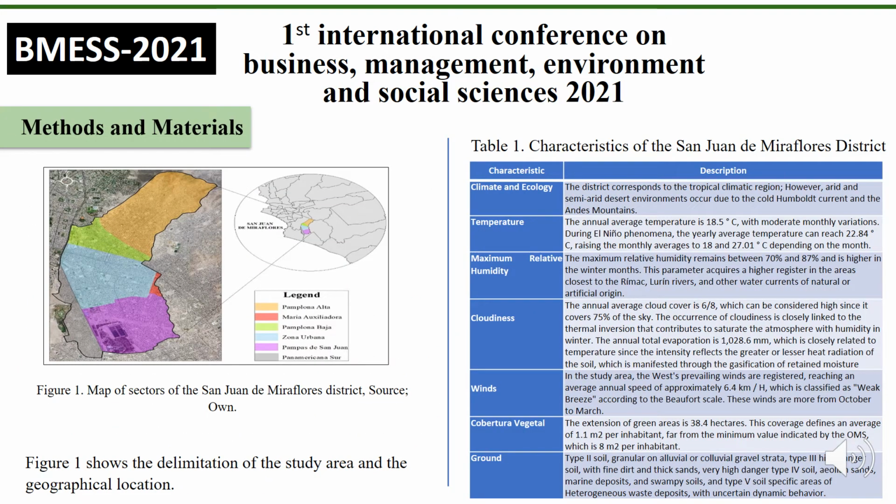Method and materials. The district of San Juan de Miraflores has the following physical and ecological characteristics. The Figure 1 map of sectors of the San Juan de Miraflores district shows the delimitation of the study area and the geographical location. The Table 1 characteristics of the San Juan de Miraflores district shows the climatic characteristics and the vegetation cover of the study site.